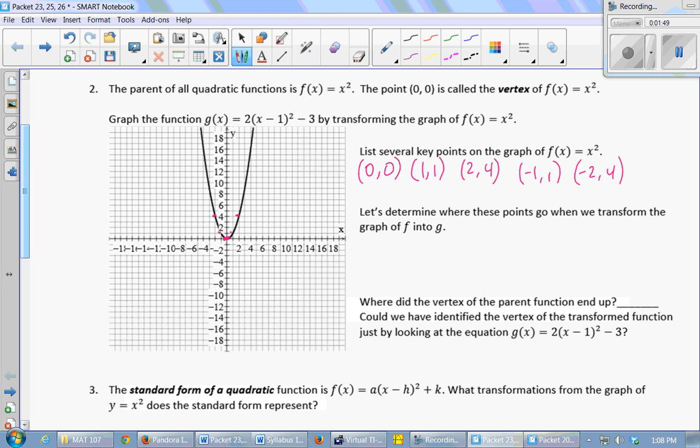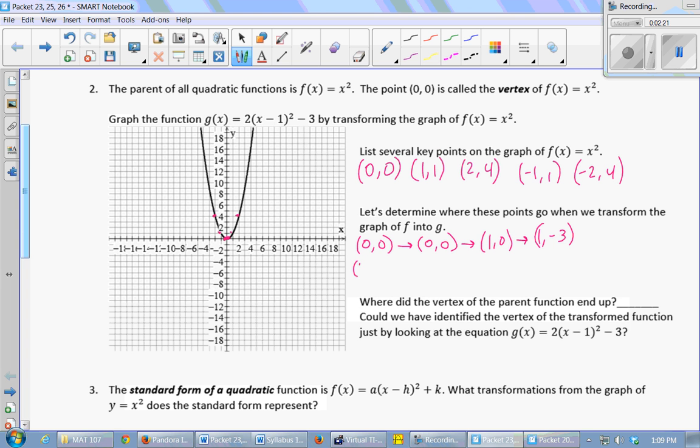(0, 0). First, I'm going to do a vertical stretch by a factor of 2, so that means double the y-coordinate, right? So if I double the y-coordinate of (0, 0), I'm still at (0, 0), right? Then if I move right 1 unit, how does this coordinate change? Goes to (1, 0). And then I go down 3, so I would land at (1, negative 3). So I'm going to go through this for each of my points.